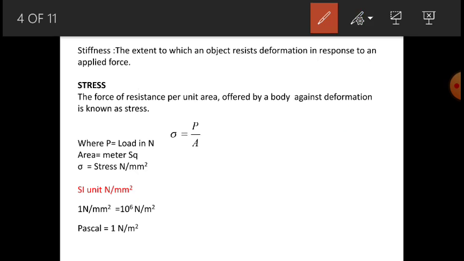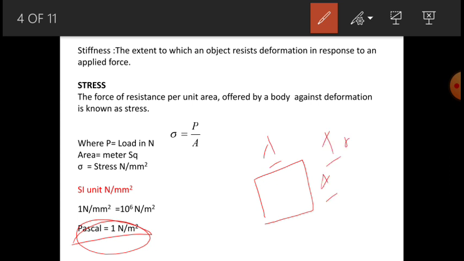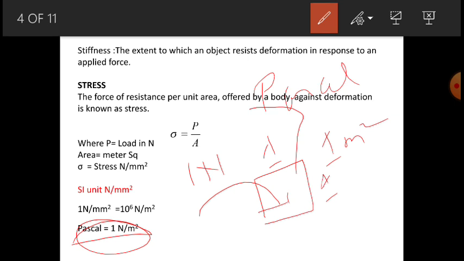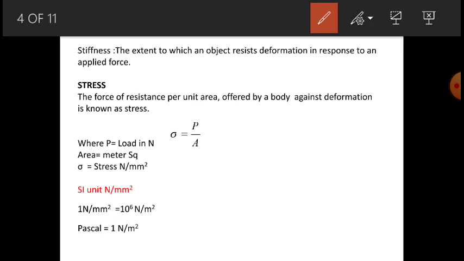And what is this Pascal? If you consider an area of 1 meter by 1 meter, it is 1 meter square, and you apply a force of 1 Newton, then that is called a Pascal. When you apply 1 Newton of force over an area of 1 meter square, that is called a Pascal.